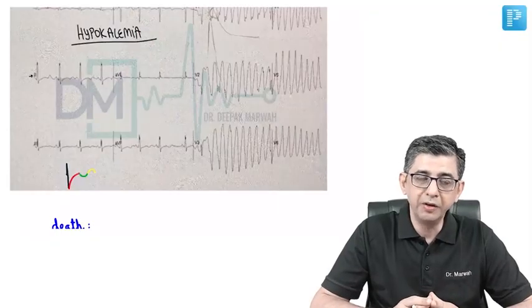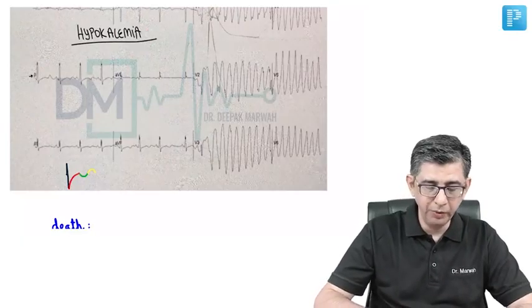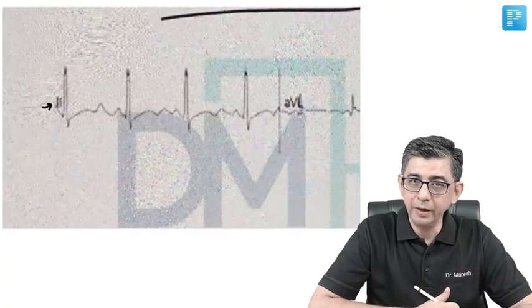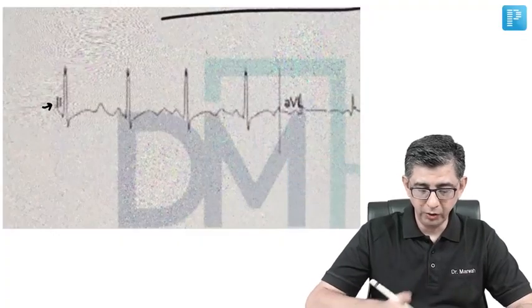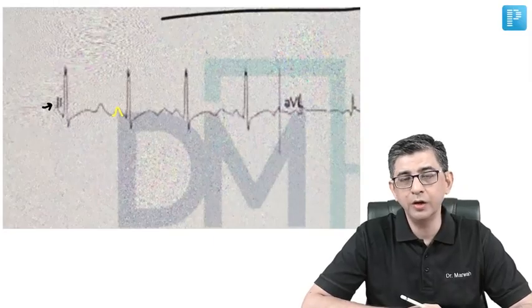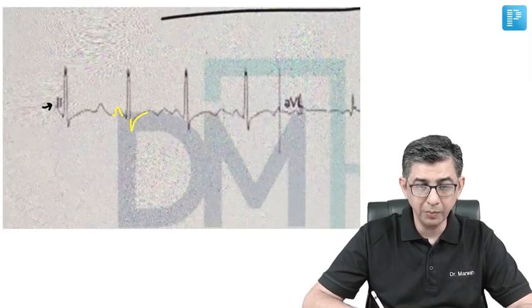We have learned the findings of hypokalemia, especially from the ECG perspective. I'll just zoom into this particular ECG where I have pointed towards lead number 2. What you can notice is this is a P wave which looks slightly taller than what it normally should be. And then there is a visible ST segment depression.